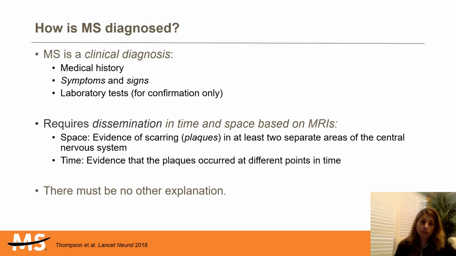So we've got some diagnostic criteria called the McDonald diagnostic criteria that help us with the diagnosis. And these criteria require that patients have dissemination in time and space based on their MRIs. That means they have different plaques in at least two separate areas of the central nervous system, and that these plaques have occurred at different points in time. What is also important is that we have to rule out other multiple sclerosis mimickers, and there must be no other explanation for the patient's symptoms to make a diagnosis of MS.